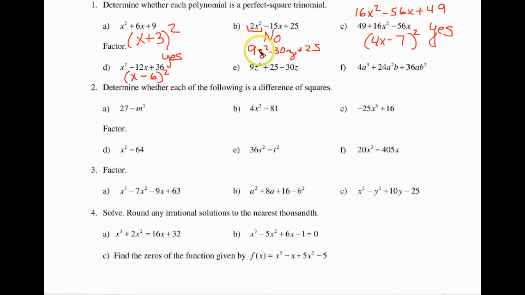Now, this is a perfect square. This is a perfect square. So let's try it. Square root of that is 3z. Square root of that is 5. And that's going to be a negative. And 3 times 5 is 15. Double it is 30. So yes, this is 1.